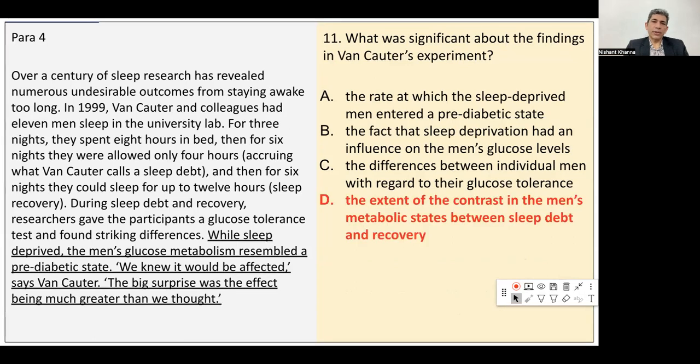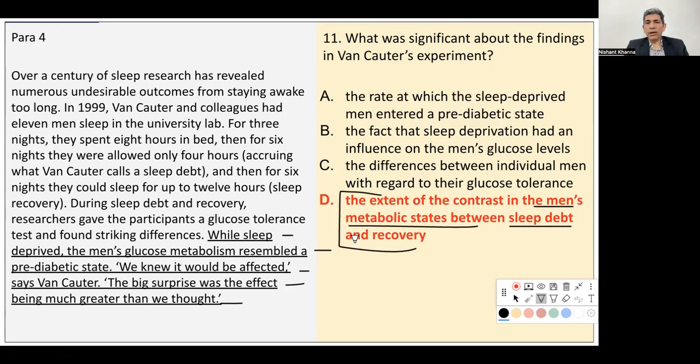Okay, now this is the answer. The extent of contrast in the men's metabolic states between sleep debt and recovery. So where is my answer? My answer is here. While sleep deprived, the men's glucose metabolism resembled a pre-diabetic state. We knew it would be affected, says Van Cauter. The big surprise was the effect being much greater than we thought. Okay. The extent of the contrast in men's metabolic states between sleep debt and recovery. He says whatever we thought, it was much more than that. That was the contrast.